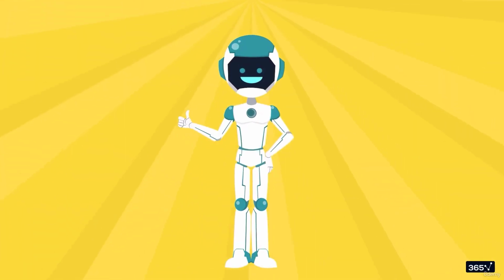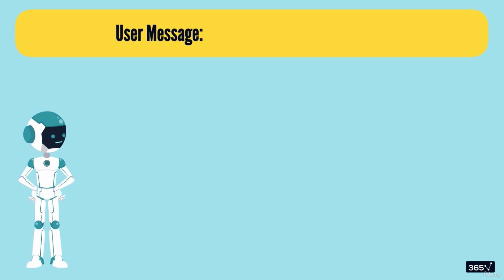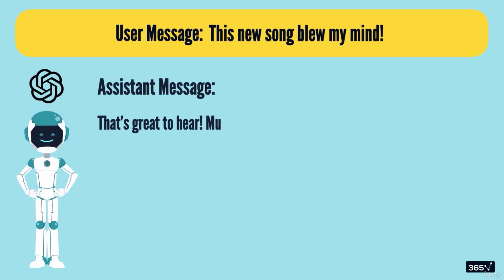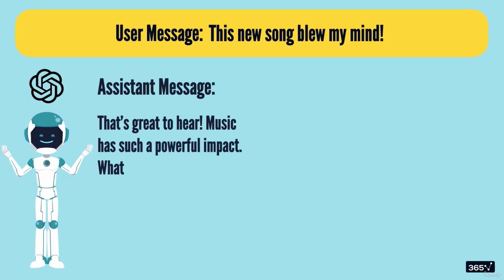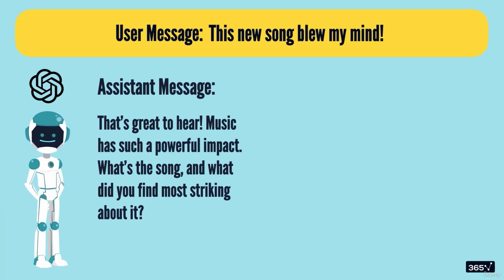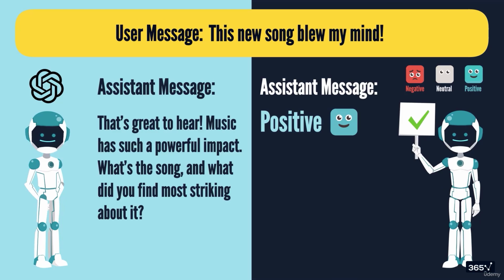The model should now have understood its purpose and the way in which it must answer. Imagine we now passed the following user message. "This new song blew my mind." Had we not provided the system message or these couple of examples, the response to that message would likely have been something as follows. "That's great to hear. Music has such a powerful impact. What's the song, and what did you find most striking about it?" But we would expect our instructed chatbot to respond with positive.